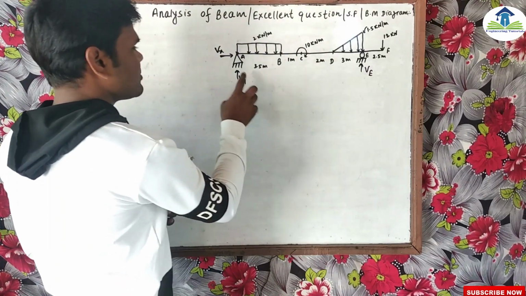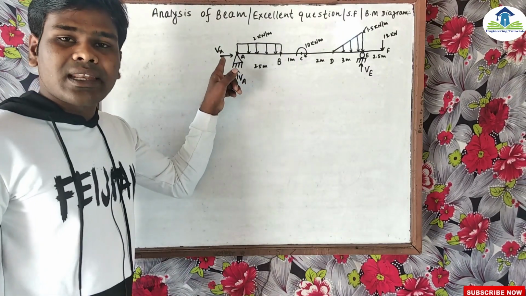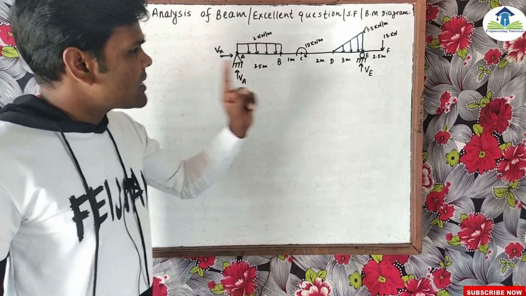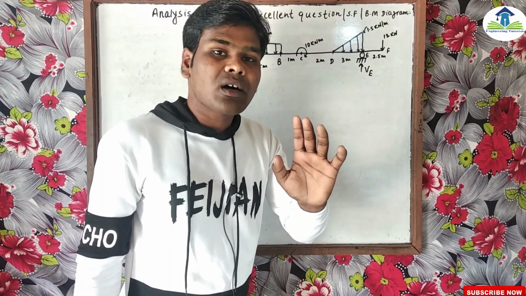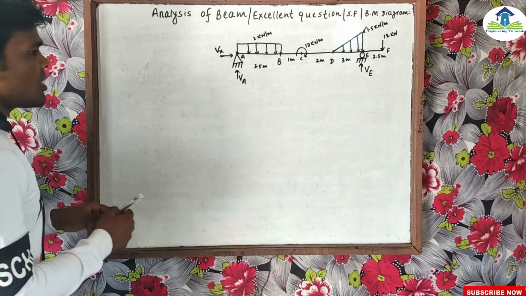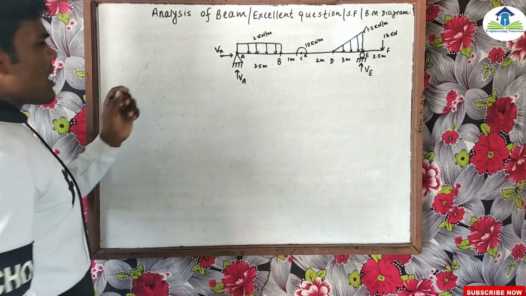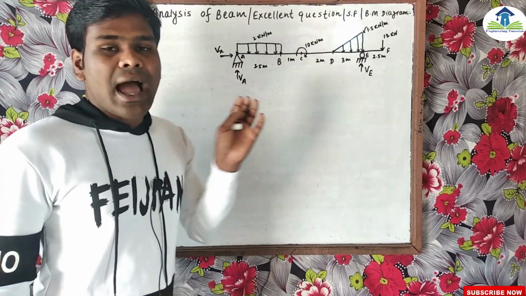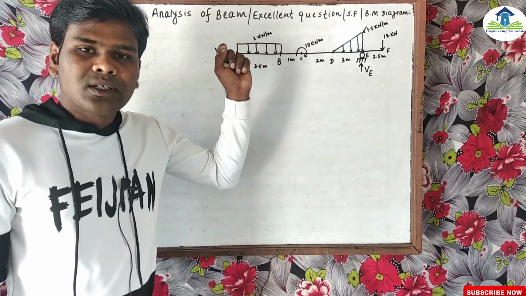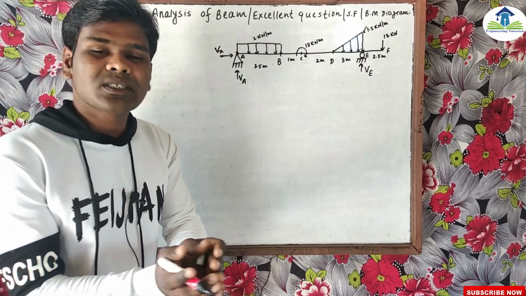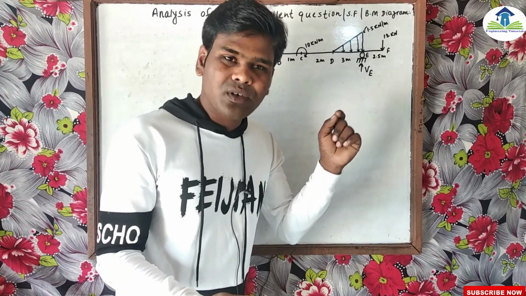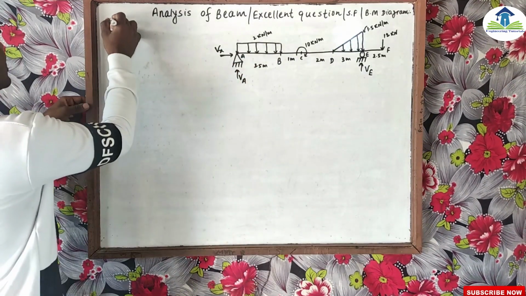After analyzing, we go to the solution. Let me assume the 3 unknown reactions. The hinge carries 2 unknown reactions: this is the horizontal reaction and this is the vertical reaction. And this is the roller support; at a roller support only one vertical reaction occurs, so I assume VE. So there are 3 unknown reactions. In previous videos I have uploaded almost 3 videos on analysis of beam. If you have not seen them, I request you to watch them first, then we go to the solution.